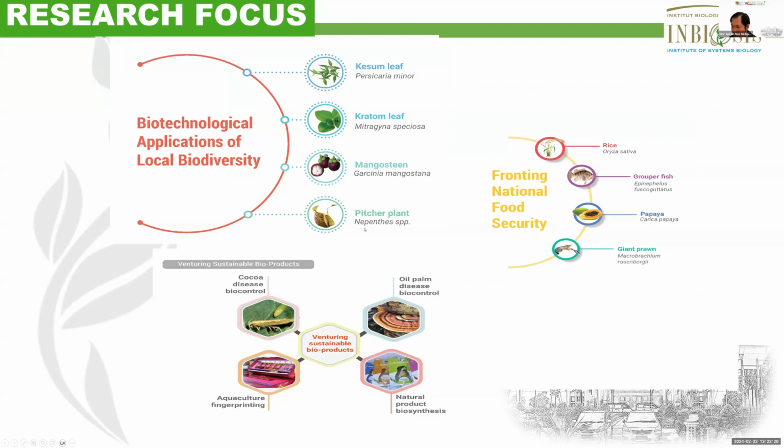And also we are working on things related to our food security, Malaysian food security, for example, rice, some of the aquaculture species such as grouper fish and giant prawn. And lastly, we also try to apply systems biology or omics approaches in terms of disease control in the agriculture industry, and also some of the natural product development.